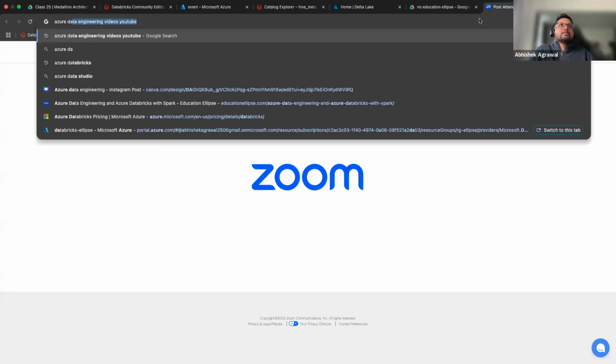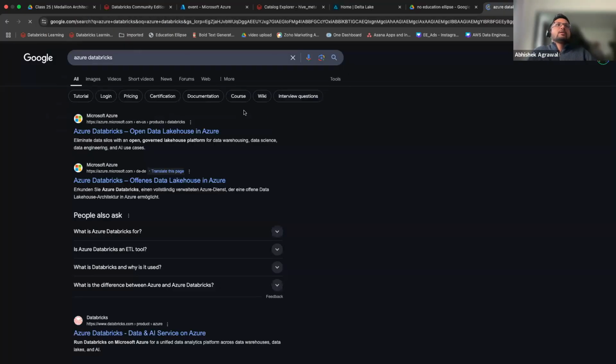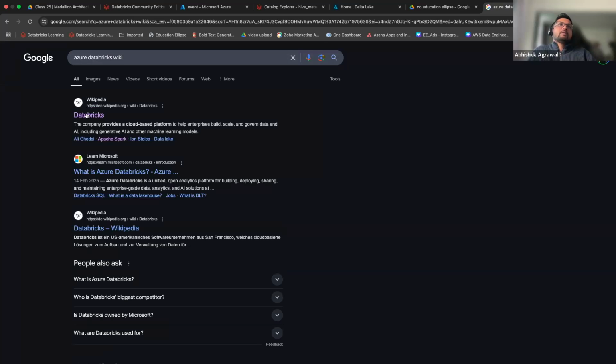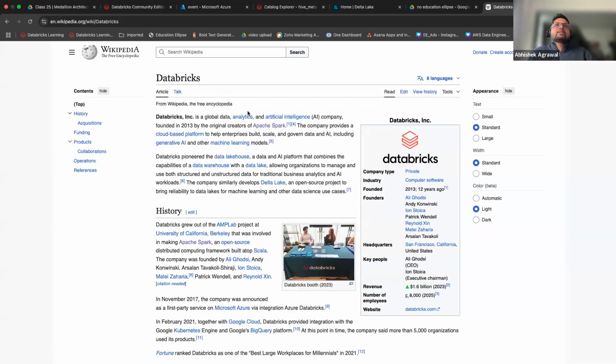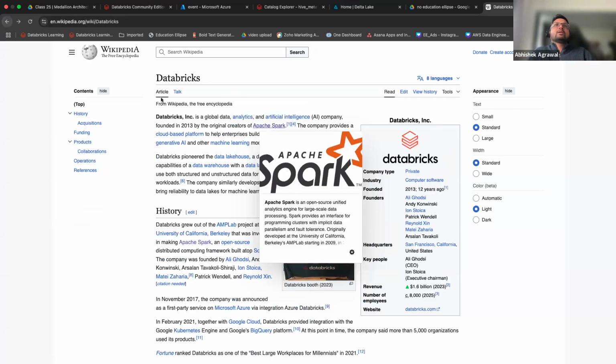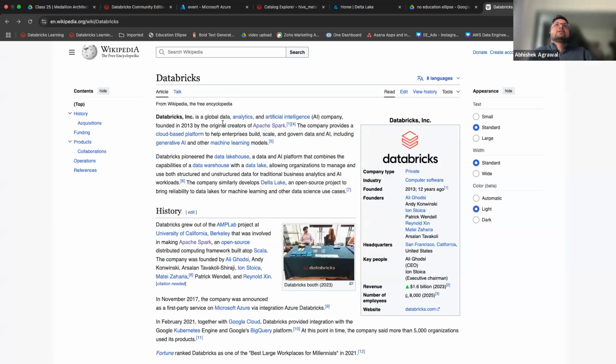Azure Databricks, Wikipedia. If I open, so Databricks is a global analytics and artificial intelligence company, created by the creators of Apache Spark. The company provides, like suppose if I open this, Apache Spark is open source large scale data processing. So just try to understand from this, Databricks is built by the creators of Apache Spark.